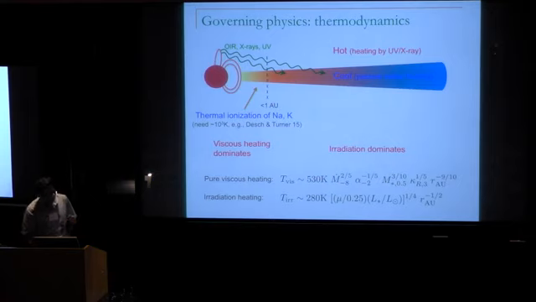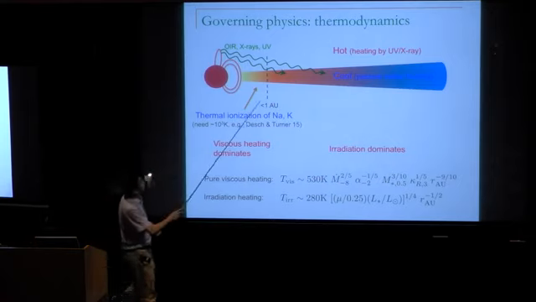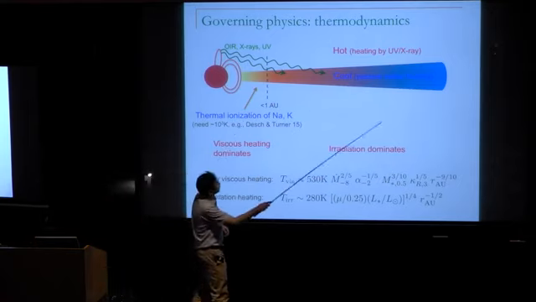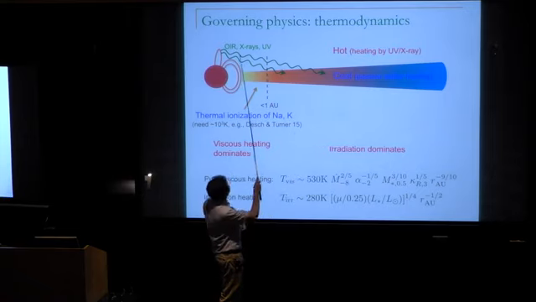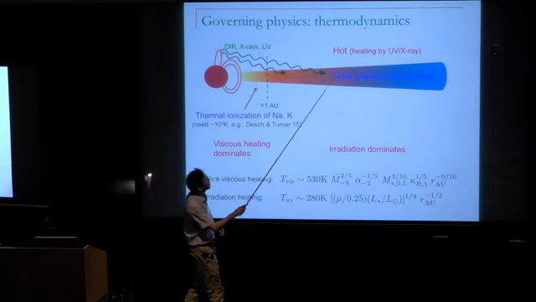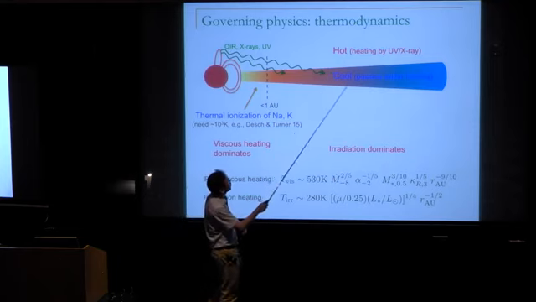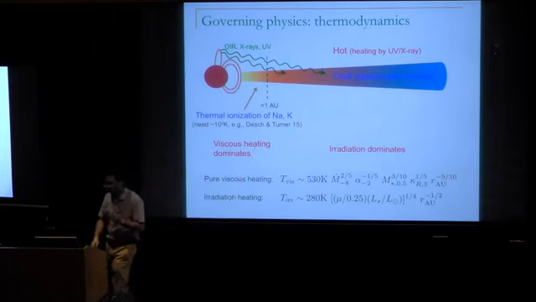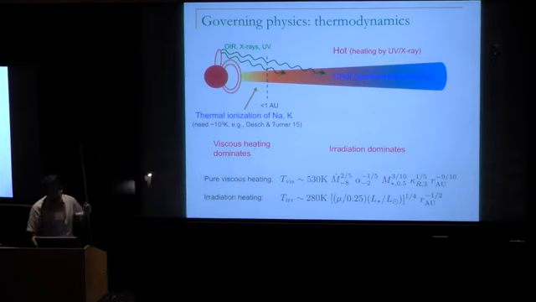In addition, the bulk of the disk, as I said, is mostly dominated by irradiation. But there are also high energy photons, X-rays and UV. They can heat the disk atmosphere so that you get a cool mid-plane bulk disk, and then a much hotter atmosphere. So that's a very brief summary of the governing physics that determine the disk temperature.